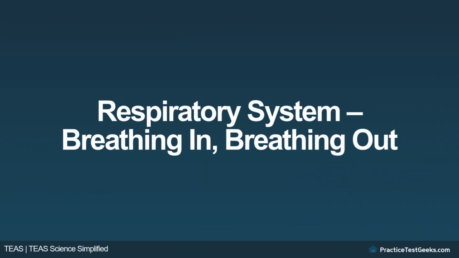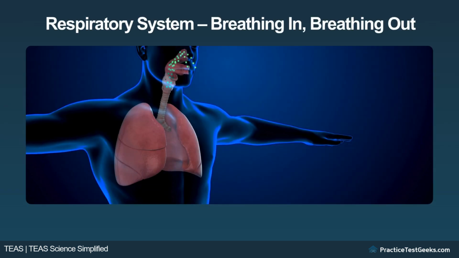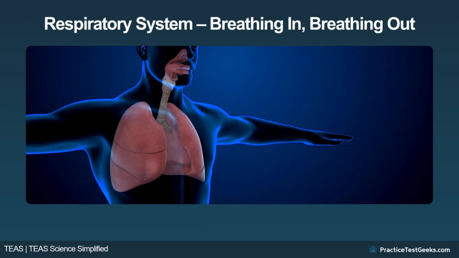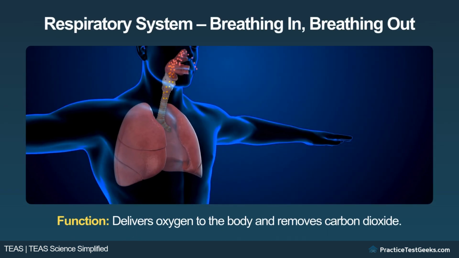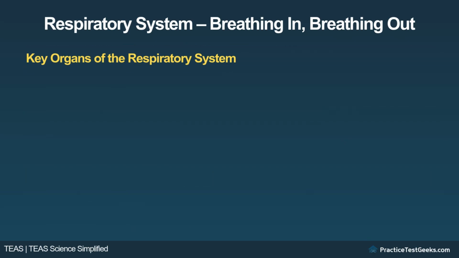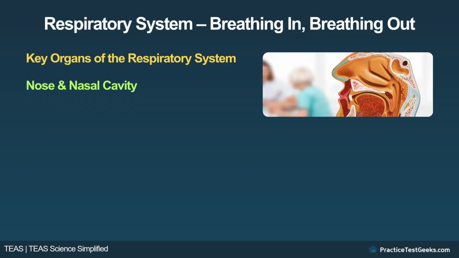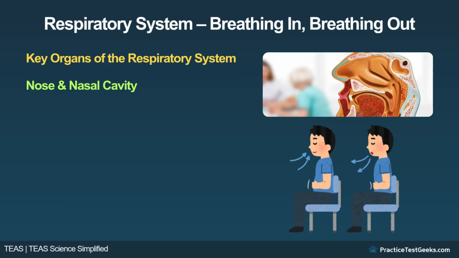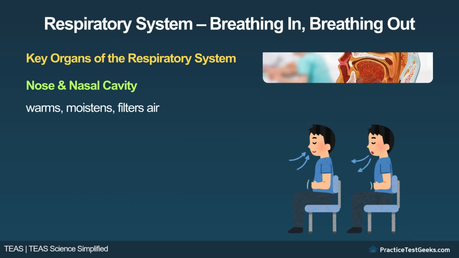Let's begin with the respiratory system, your body's built-in air supply chain. It plays a vital role in keeping every cell alive by supplying oxygen and getting rid of carbon dioxide. Let's walk through the path that air takes when you breathe. 1. Nose and nasal cavity. When you breathe in, air enters through your nose. The nasal cavity warms, moistens, and filters the air to protect your lungs.